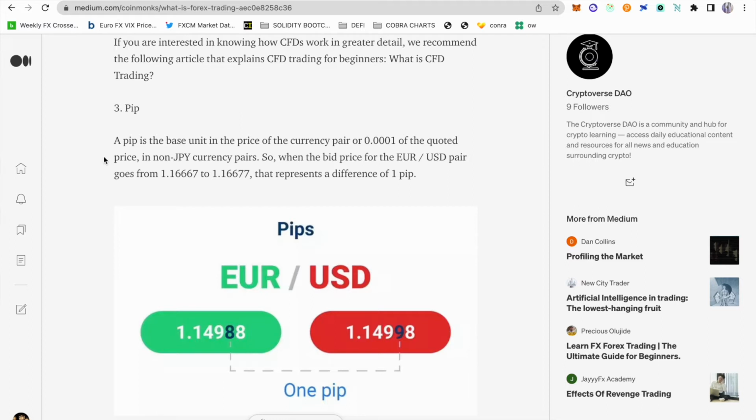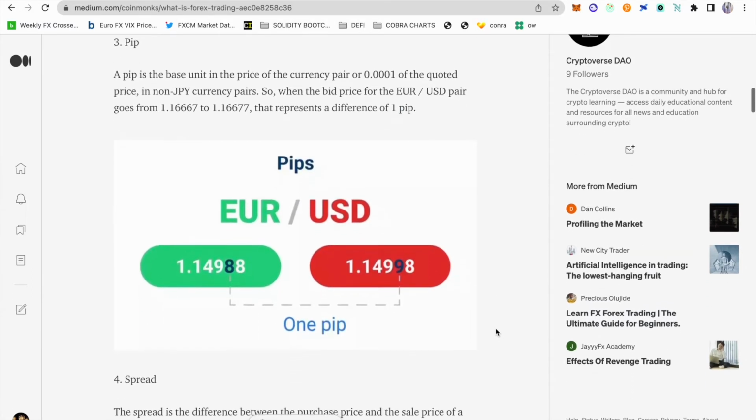So let's define this. A pip is the base unit in the price of the currency pair, as 0.0001 of the quoted price in non-JPY currency. So when the bid price for the EUR/USD pair goes from 1.16667 to 1.16677, that represents a difference of 1 pip, right? So 1 pip.